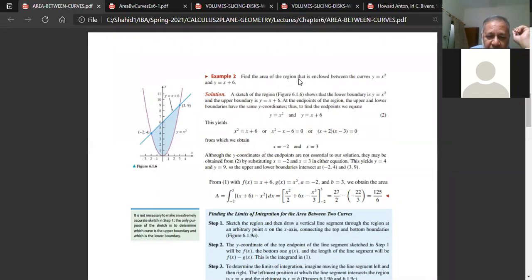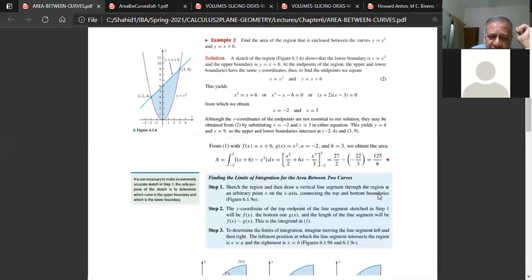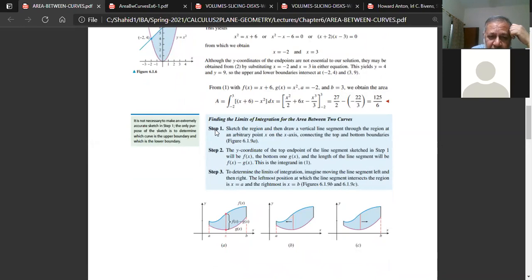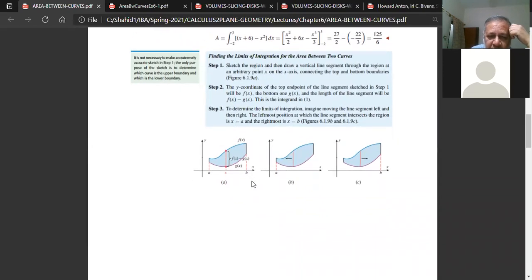They are not given in the question. We have to find them from the given curves where they intersect. We have to find the points of intersection, and after that we integrate the same function x plus 6 minus x square, but the integration limits are different. Finding the limits of integration for the area between given curves is explained here. I think it is not rocket science, and we will consider this problem in these steps.